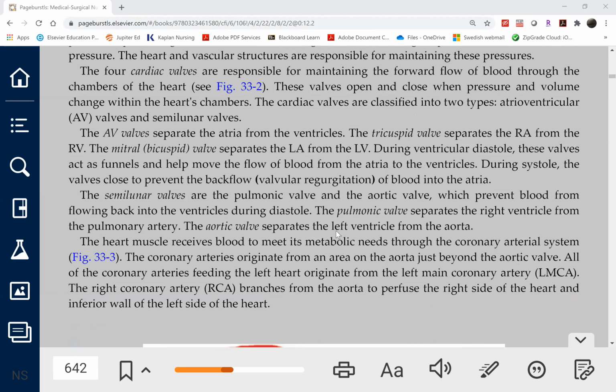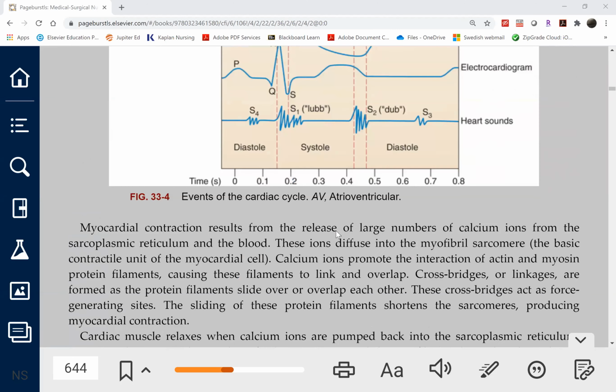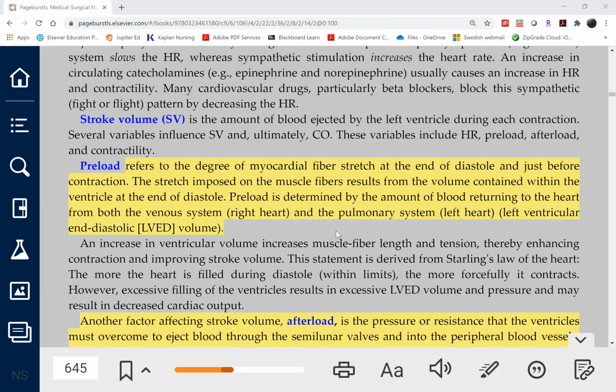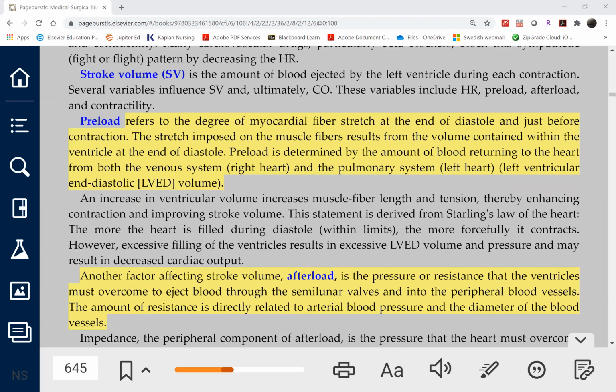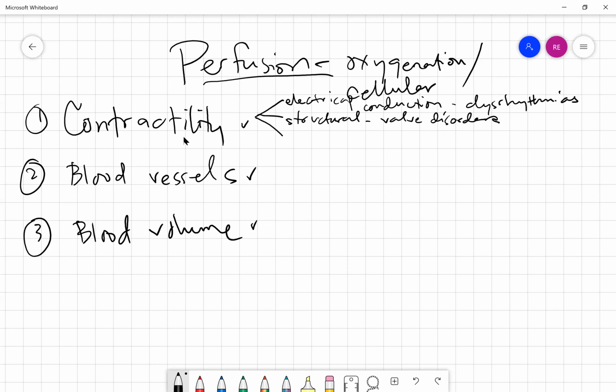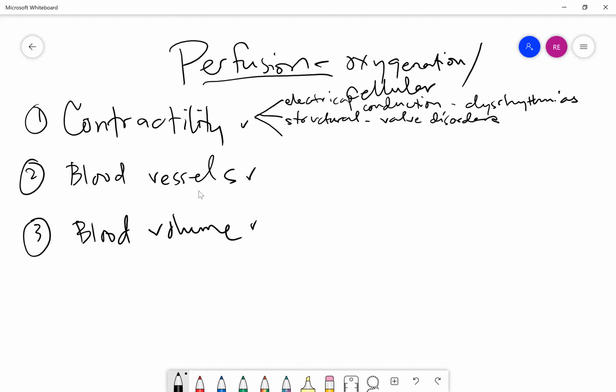Before we go to management and the signs and symptoms, let's get these two terms out of the way, because we said that there were three elements, correct? There are three elements that are necessary in order to maintain perfusion. So we said there has to be a properly contracting body. There has to be vessels that can adjust diameters in response to the changing perfusion needs of the body, and then there has to be enough blood volume.